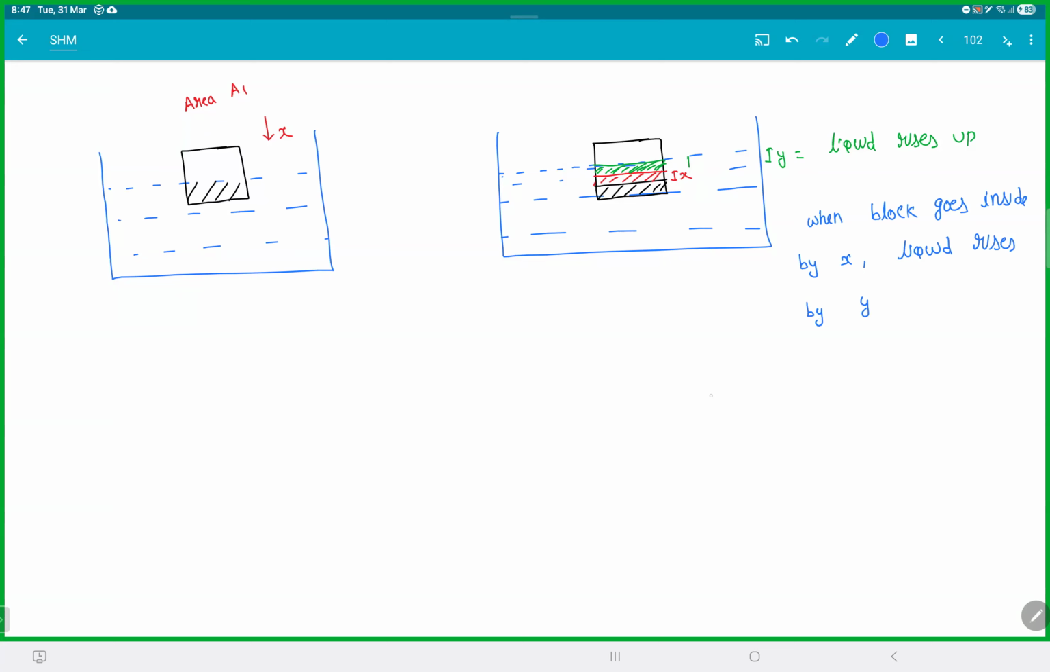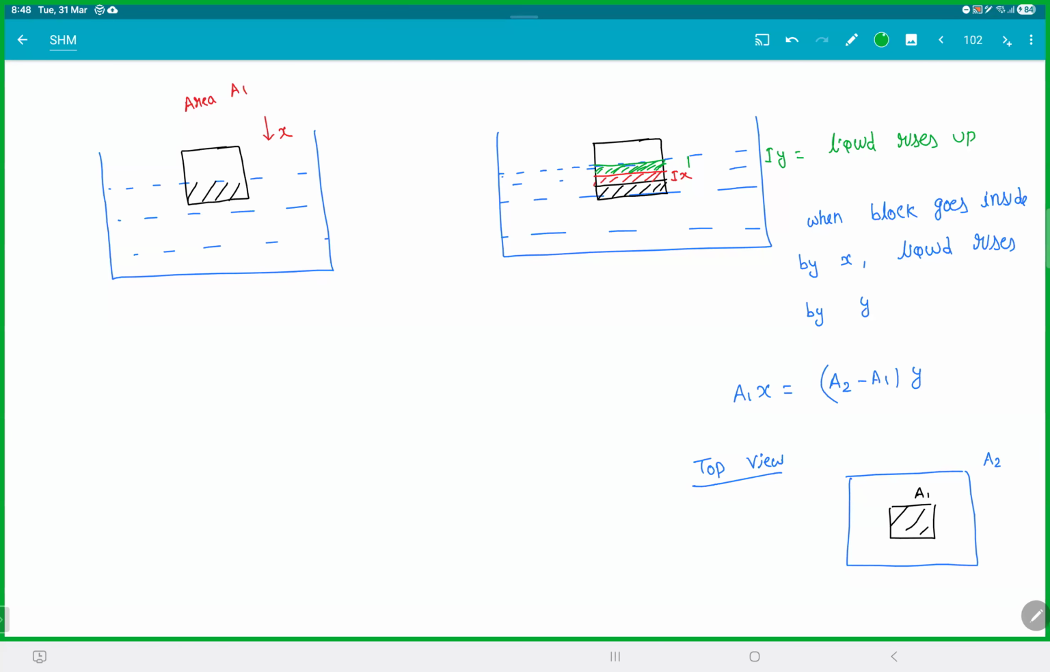So what is this then? Volume displaced would be A1 into X, and this should be A2 minus A1 into Y. Are you getting why it is A2 minus A1? Because of the block which is there, the new area of cross section will be the remaining. So if you look at the top view, this is how the picture would look. The block is somewhere here. So this is your A1. So the liquid will increase in the surrounding area.